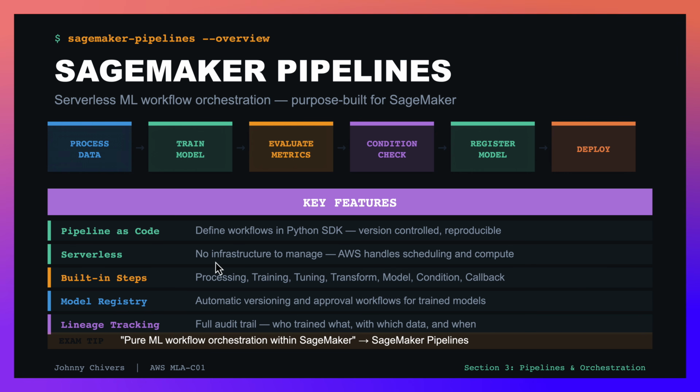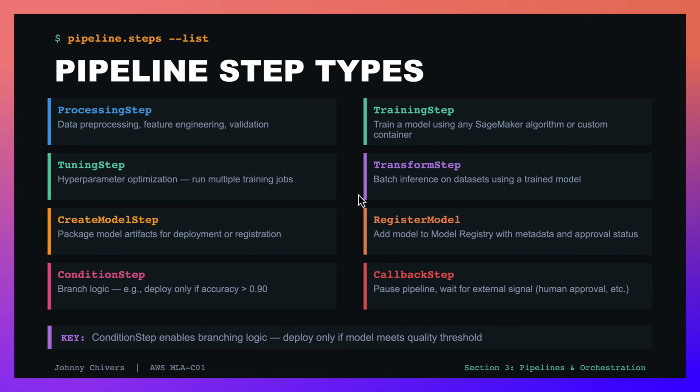Built-in steps, so you have process, training, tuning, transform, and so on. Model registry comes into play, which we saw in the demos and will continue to use in the demos. And then we have lineage checking as well. We have a full audit trail, which I'll show you what it looks like, of how the data happened. So when it talks about a pure machine learning workflow orchestration within SageMaker, you need to think SageMaker Pipelines for the exam.